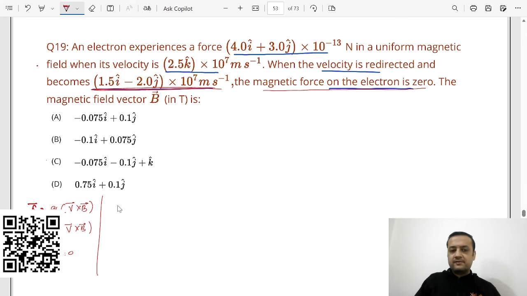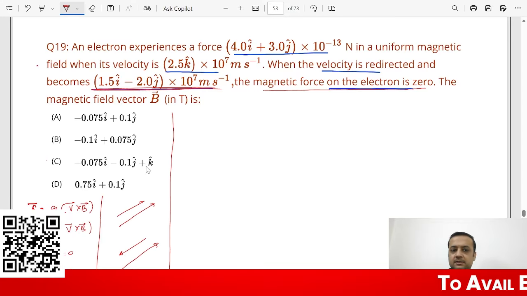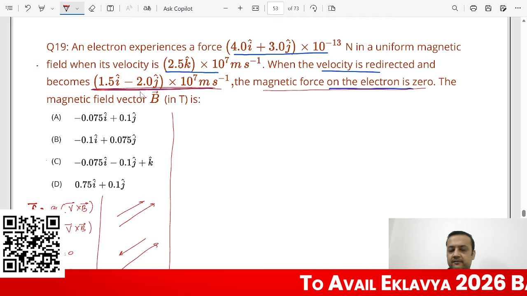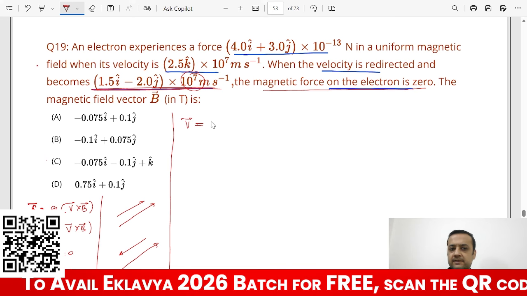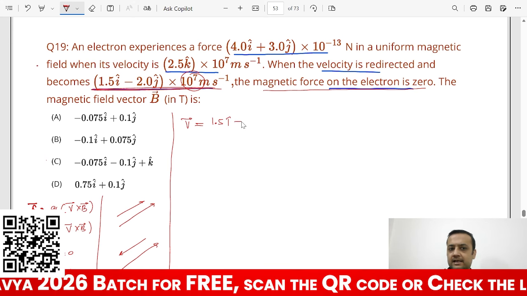Now when will V cross B be 0? If theta is 0 or 180 degrees, these are the two possibilities. Theta 0 implies both the vectors are parallel. Theta 180 implies both the vectors must be anti-parallel. So you can check out the options now. Look, the velocity vector. First, let's draw the velocity vector. So the v vector is, now I'm ignoring this 10 to the power 7 because it will not change the direction of velocity.